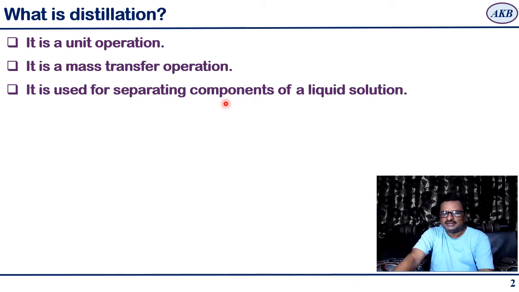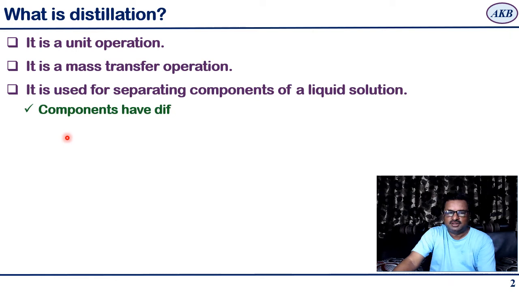Now let us understand this. For understanding, let us consider a liquid solution of two components. Let us say component A and component B. Okay? So component A and component B will form a binary liquid solution. So we are considering a binary liquid solution.